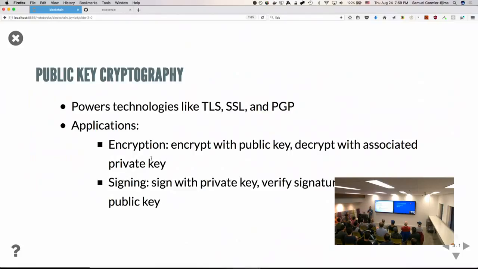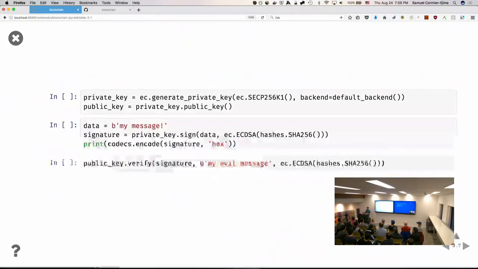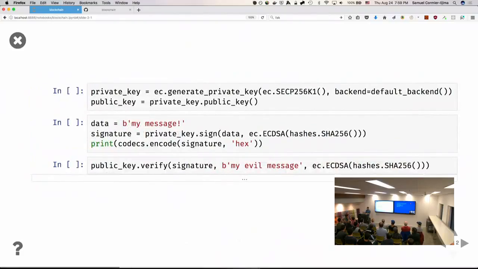So in signing, if I have a private key, I can create this unforgeable signature for the data that proves that the data hasn't been tampered with and that I actually signed it. And then anybody who has the associated public key can then verify that signature is valid.